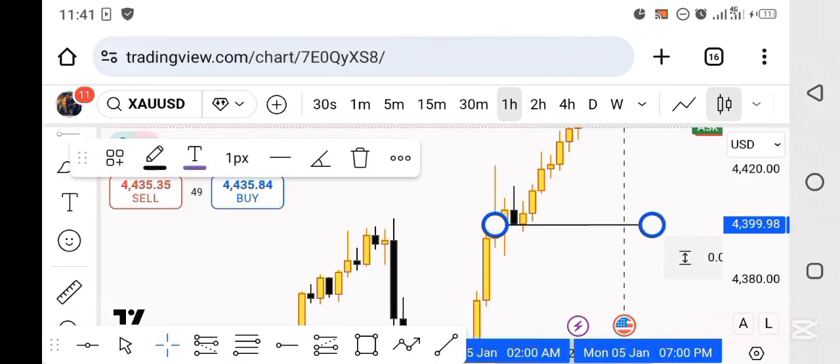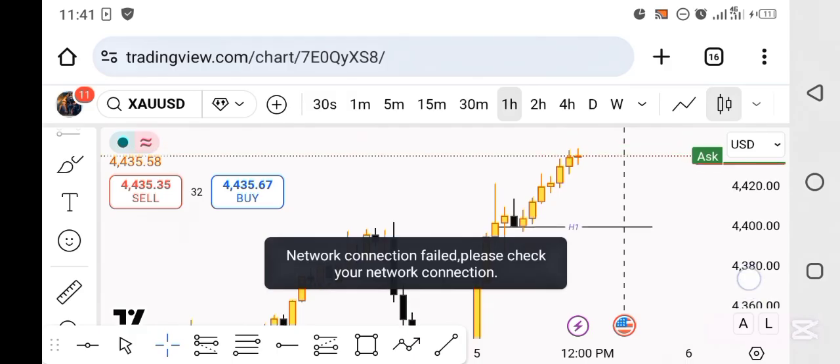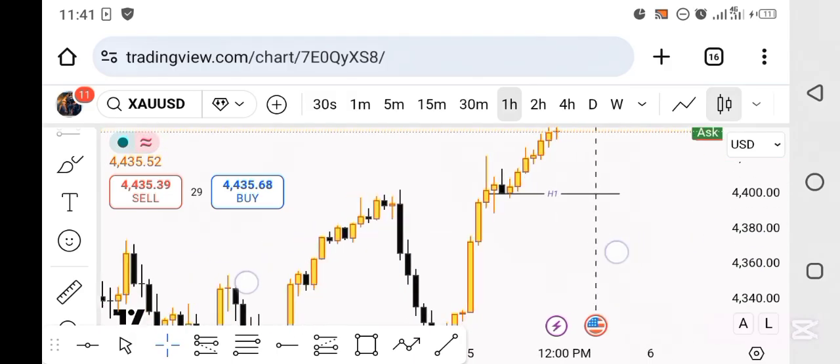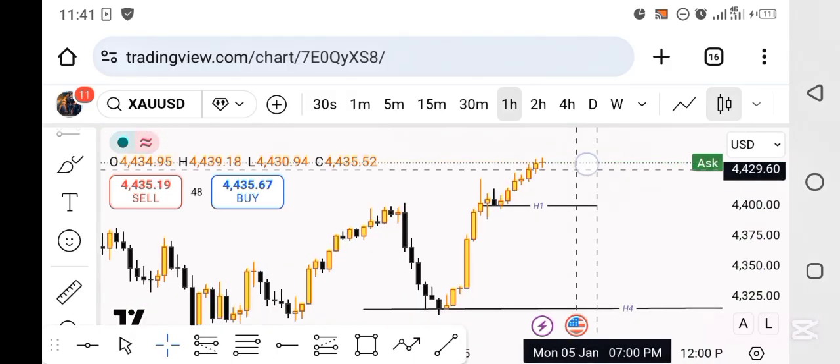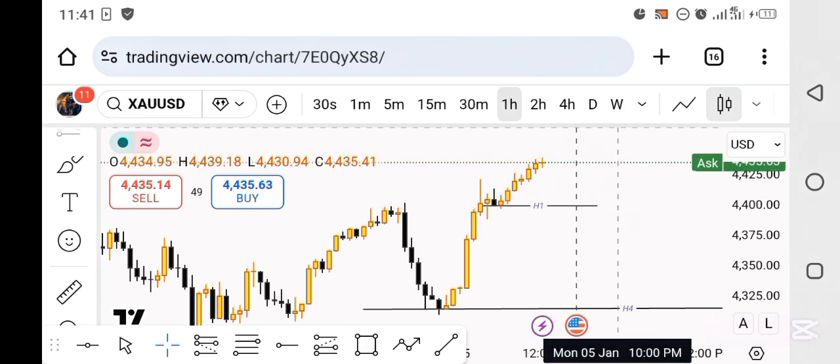You understand? So let's mark it out. This is H1, 1 hour. So you understand? Now if this market should pull back, we should expect it to come here, give us a pattern on 15 minutes, then we keep buying.